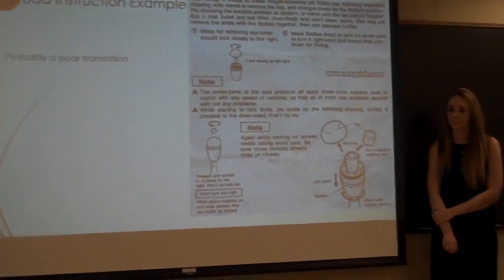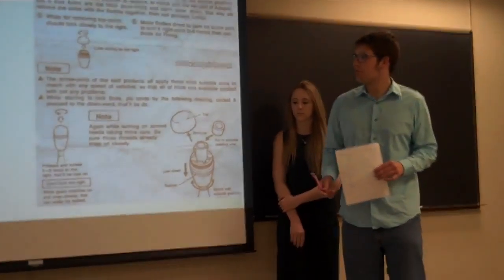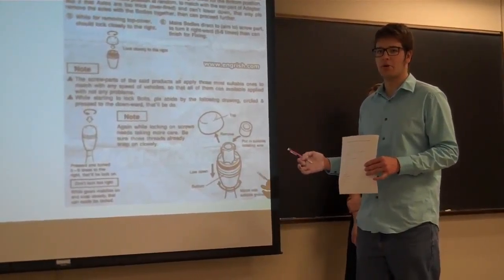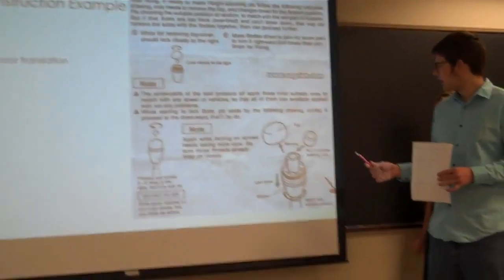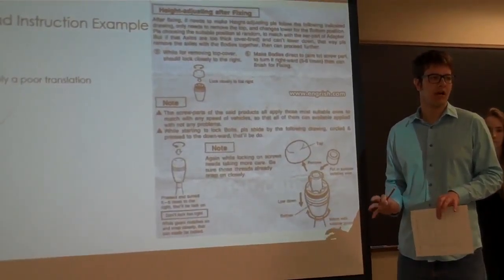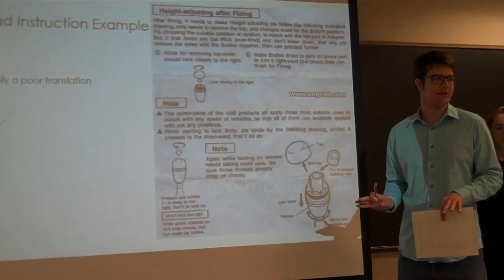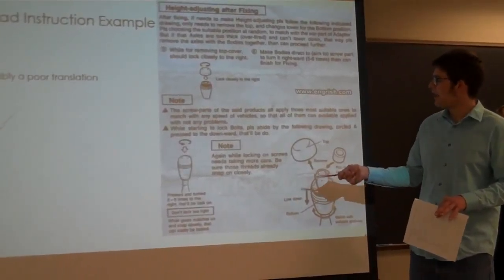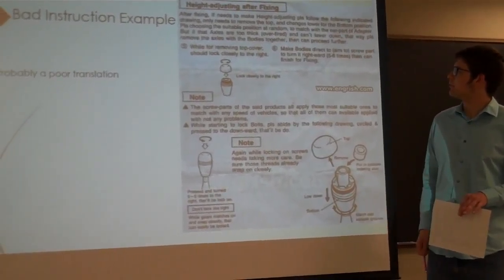Okay, this is the first bad example of instructions. Now this, I think, was a chair, how to put a chair system together. And it's probably a poor translation. They probably wrote it in Chinese and ran it through Google Translate. And while the diagrams are okay, the text is worthless.